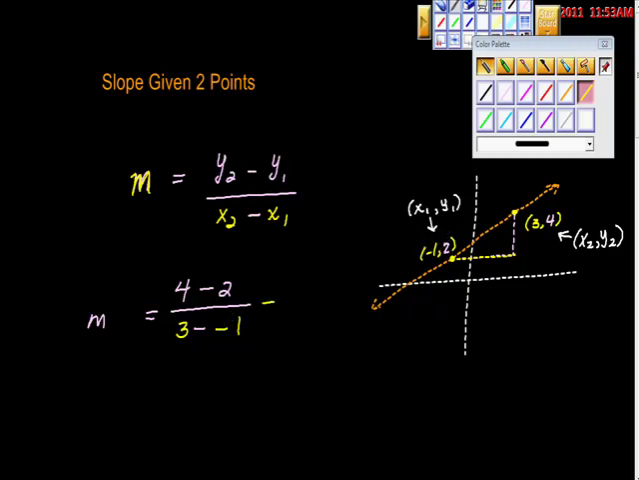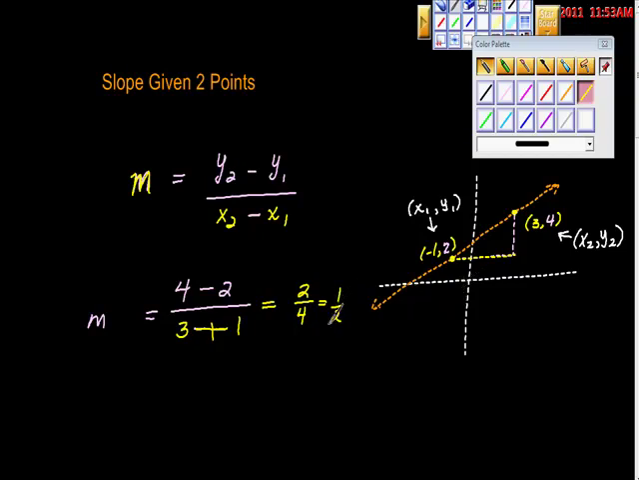All right? So 4 minus 2 is 2. 3 minus minus 1, so we're going to stop here and simplify this. Negative negative is a positive, isn't it? So it's 2 over 4, which equals 1/2. And what that tells us is that every time x increases by 1, y increases, the height increases by only 1/2.